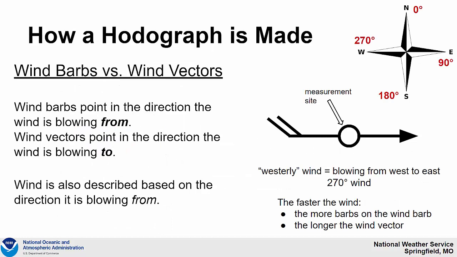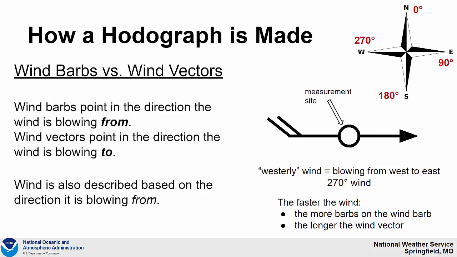First, we need to understand wind barbs, wind vectors, and the difference between the two. The most important difference is the direction the barbs and vectors point. Wind barbs lay in the direction the wind is blowing from. So, if the wind is blowing from the west, the wind barb will be laying to the west of the point where the wind was measured. Wind vectors lay in the direction the wind is blowing to. So, for a westerly wind, the wind vector would point to the east.